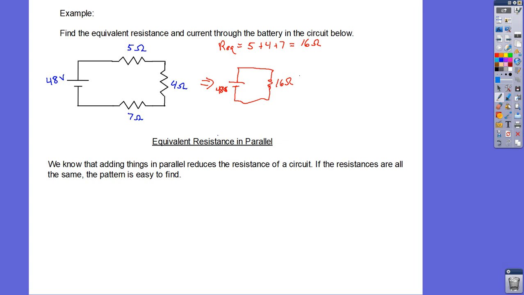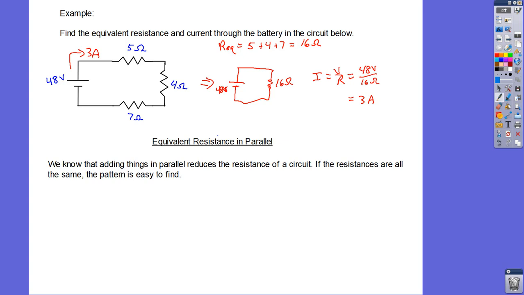And so if I want to find the current through that circuit, I'm going to go to Ohm's law, take the voltage divided by the resistance. So if we have 48 volts divided by 16 ohms, I believe that is equal to 3, and that would be units of amperes or amps. 3 amps of current. So that's really easy. I don't see a need to do a whole bunch of those.